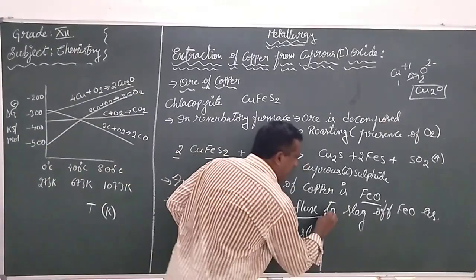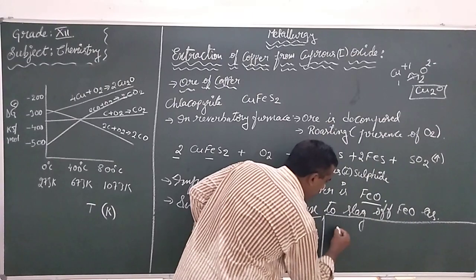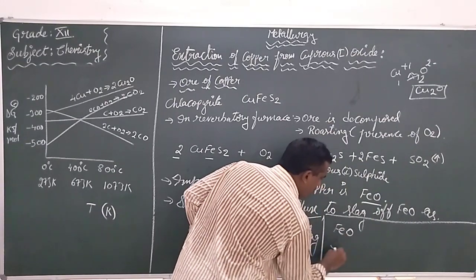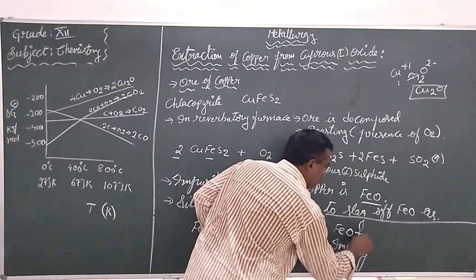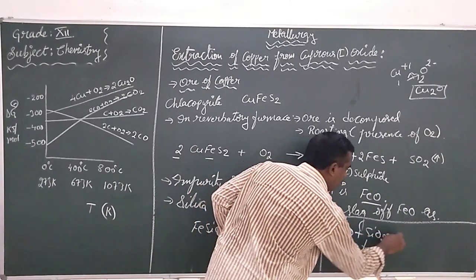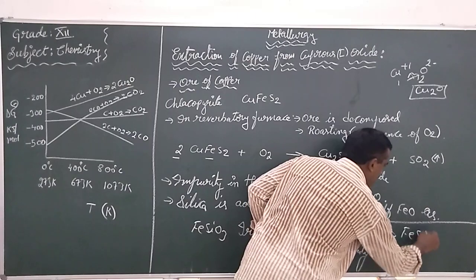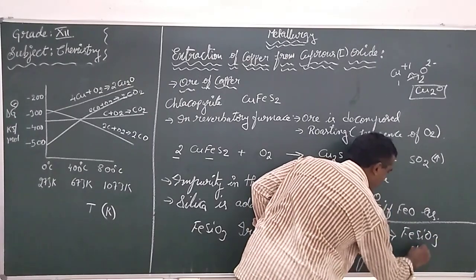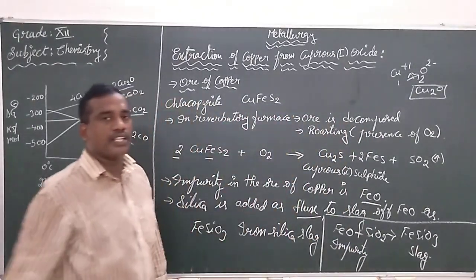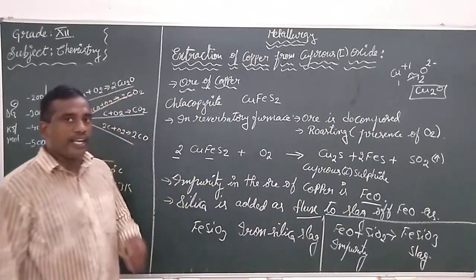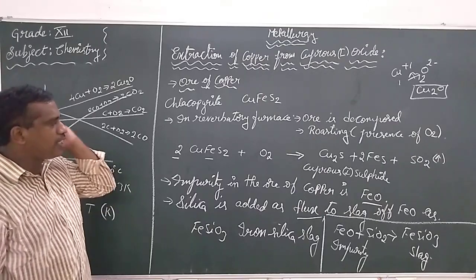We can see this reaction here. The impurity FeO, when added with SiO2, will form FeSiO3. It is removed in the form of molten slag. So we had observed this point.